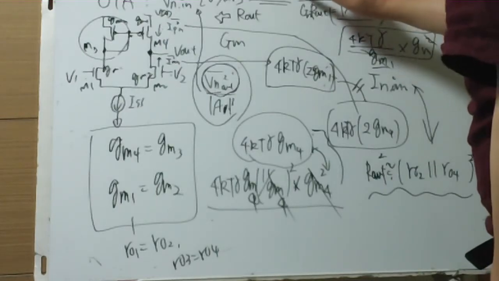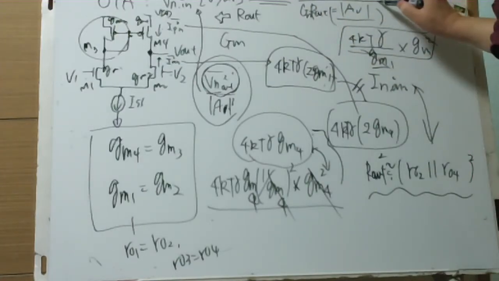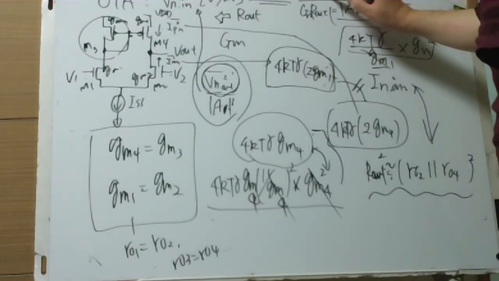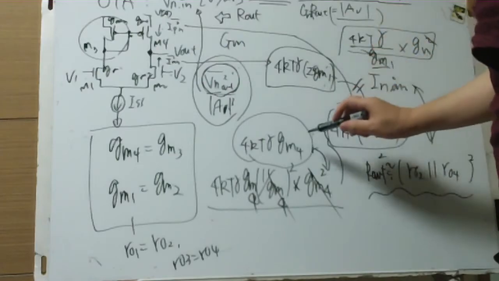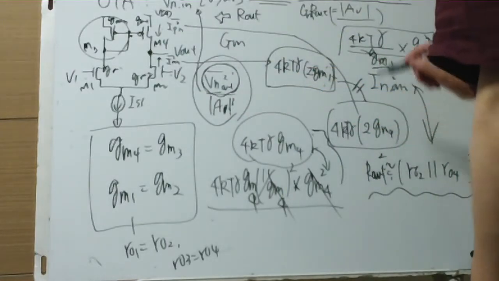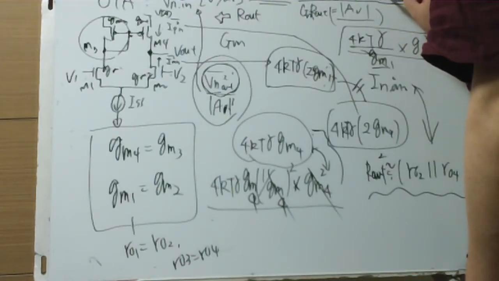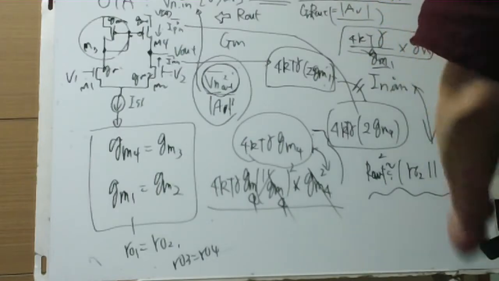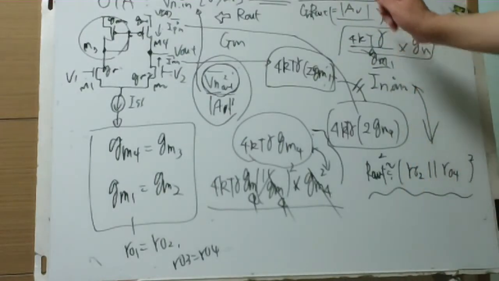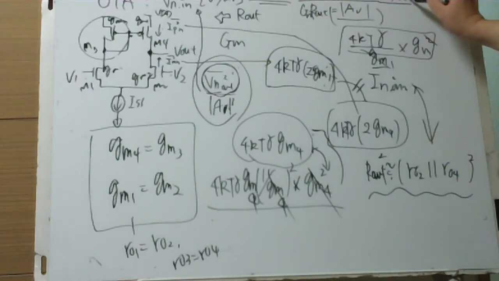What is it? 4kT gamma all over, times 2gm 4 1 and 4 1 and 4, or 2 and 4. Okay, here 1 equals 2, so 2 plus 2gm 4 or 1 3. This is the noise current power added up, and times RO2 in parallel with RO4, for small signal.